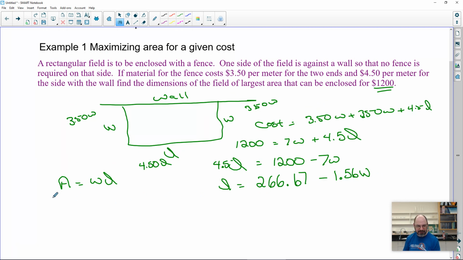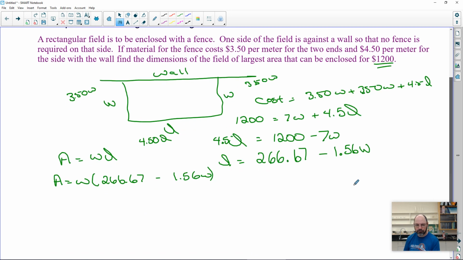So we're going to have to plug this into the area equation here. So we're going to take this and plug it in. Then we'll have area in terms of W only. So the area then is going to be just W times what we have here, 266.67 minus 1.56 W's. So when we do that, okay, we end up with the area being equal to 266.67 W minus 1.56 W squared.